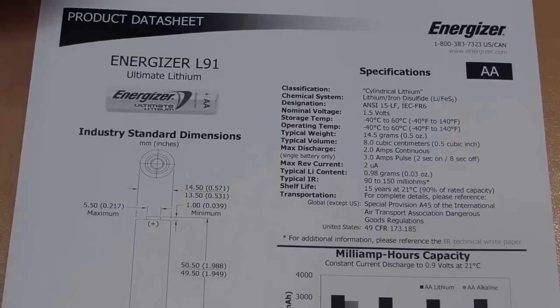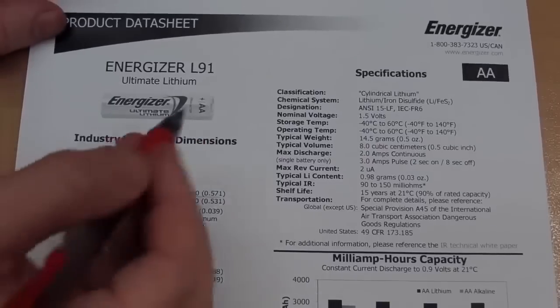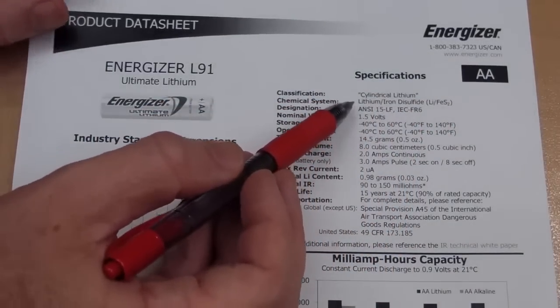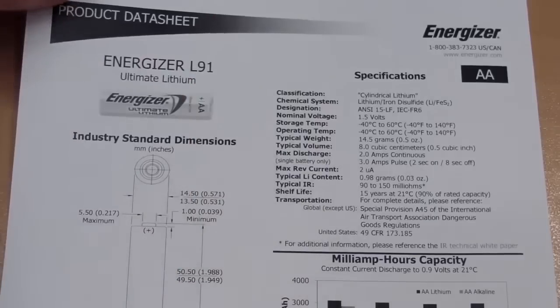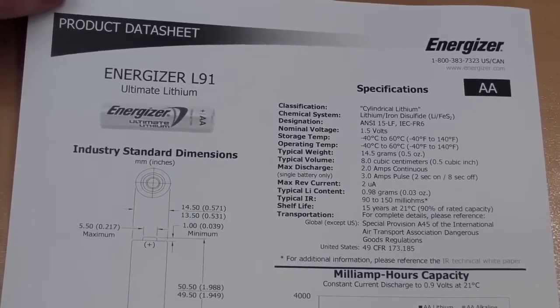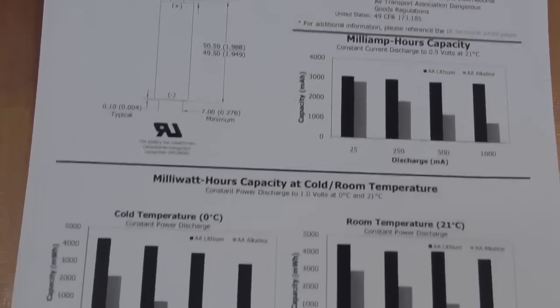Not just the ambient temperature, but the temperature of the cell as well, and in particular, low temperatures. Now, this is the Energizer L91. It's a AA, but it's one of these lithium iron disulfide batteries, and you've probably heard how great they are and how they work at low temperatures and at higher discharge currents and all that.